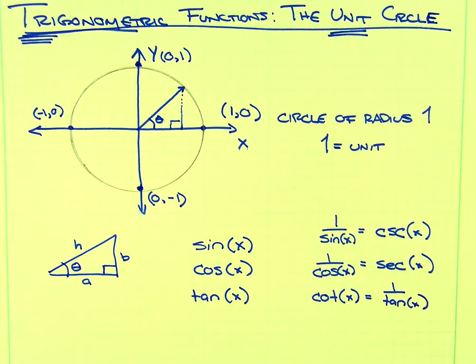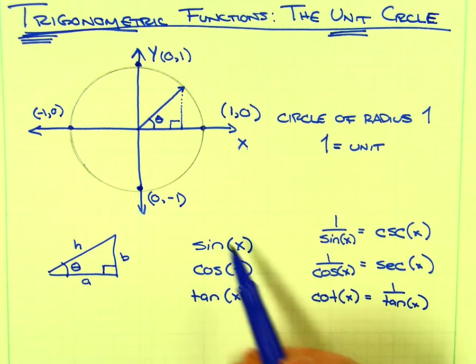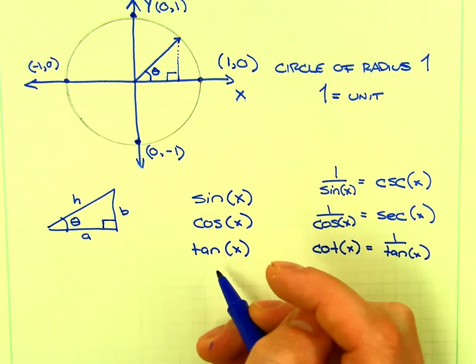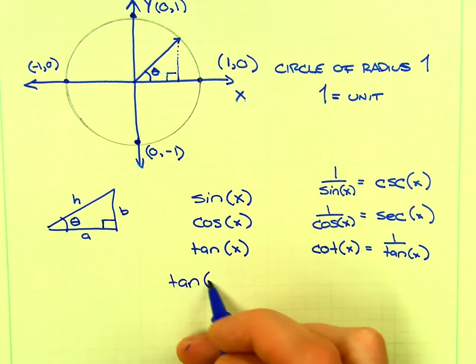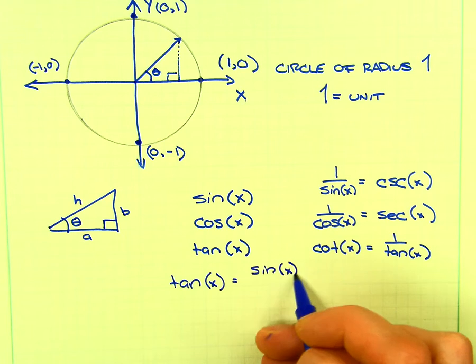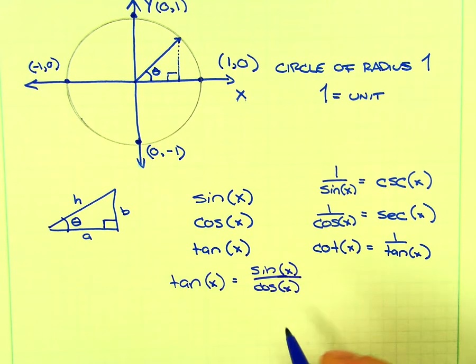But the good news is you don't really need to even have all of these memorized. You just need to know sine and cosine. There's a relationship between sine, cosine, and tangent. Tangent is actually derived from the sine and cosine, meaning that the tangent of x is just equal to sine of x over the cosine of x. So anytime you see a tangent, you can actually just break it up into sines and cosines.